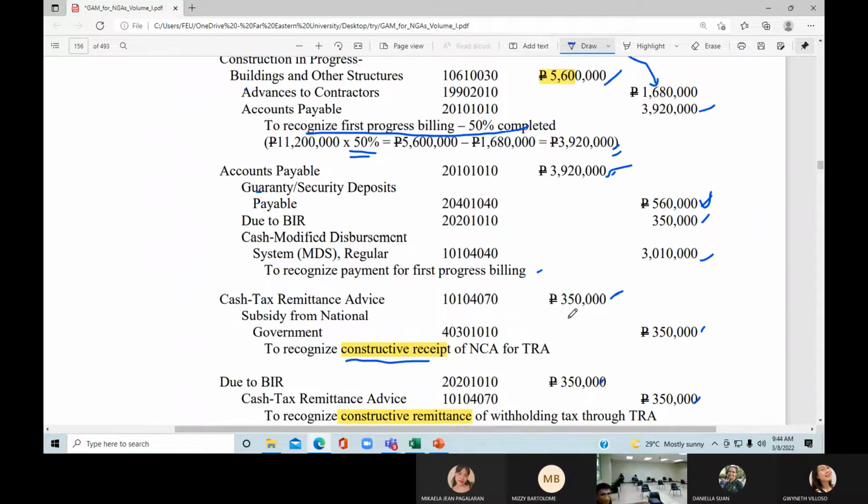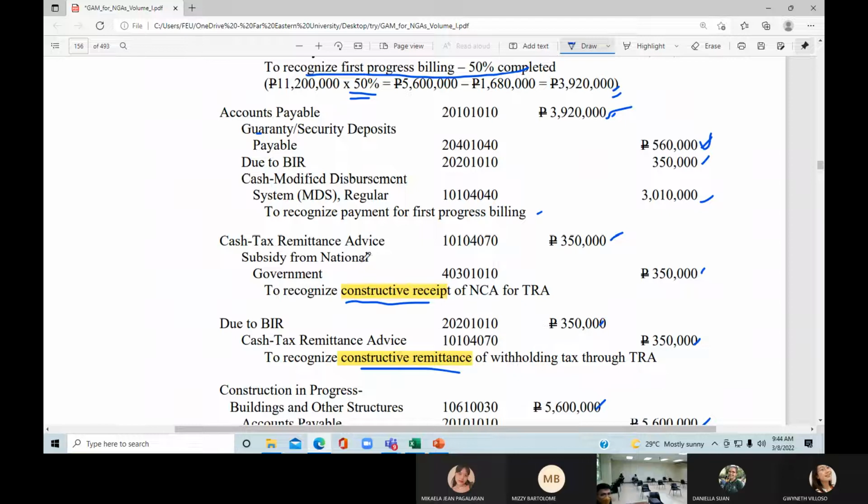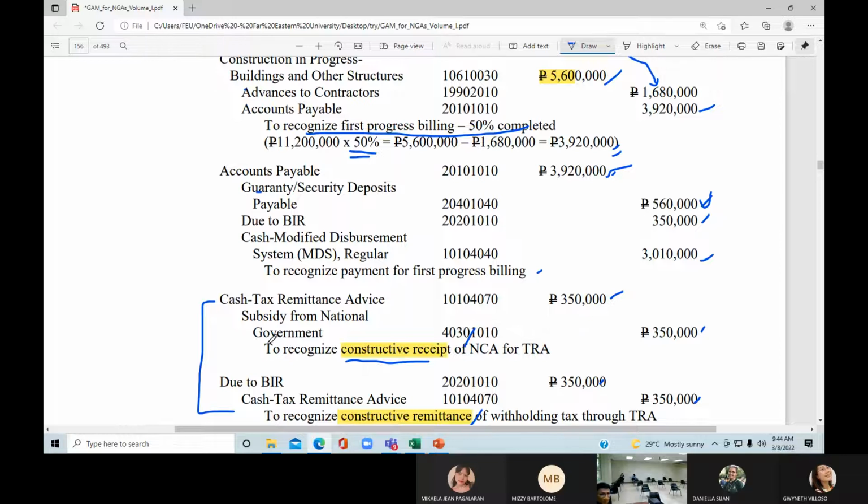Then yung withhold na tax, gawin mo ulit yung ginawa natin nung disbursements topic, no? Yung constructive receipt of NCA for TRA. So debit cash, TRA, credit, subsidy from national government for the constructive receipt of the NCA. Then for the constructive remittance of the withholding tax, debit due to BIR, credit, cash, TRA.